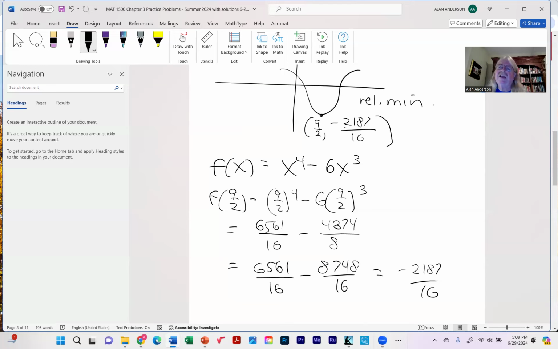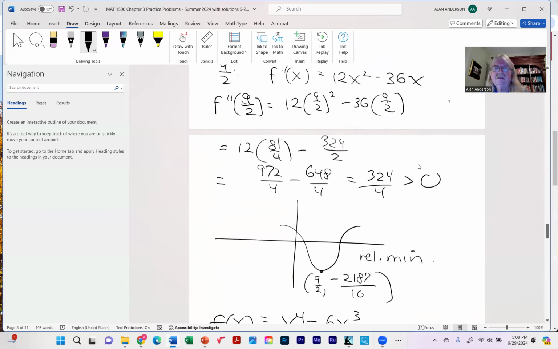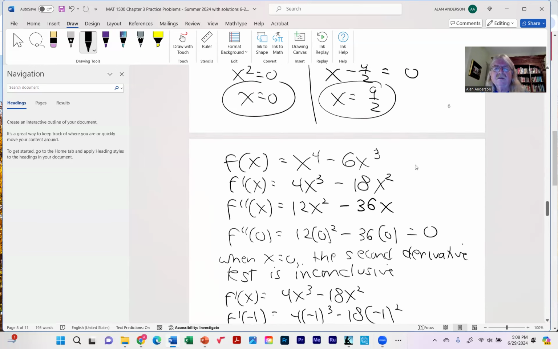All right, but they didn't ask for that. They only wanted the relative minima and maxima. It just so happens that there's only the one minimum, so therefore it must be both the local or relative and the global or absolute minimum. Okay, so that part is done. What else do they want to know?